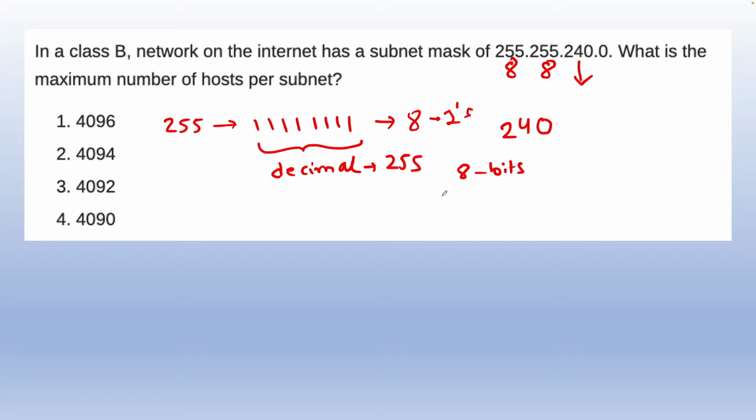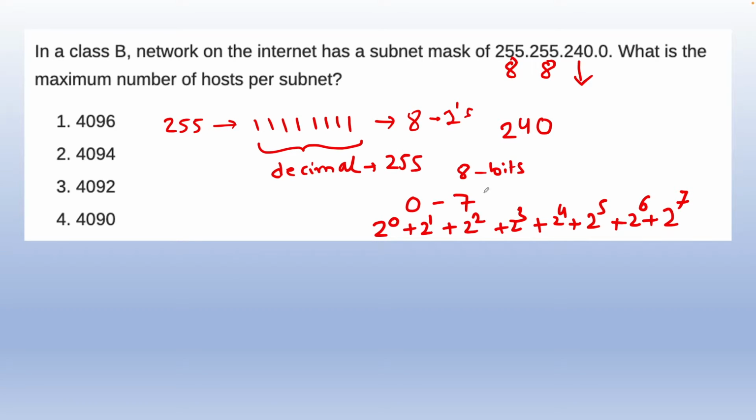In this octet we have 8 bits, numbered 0 to 7. Now if you do 2 to the power 0 plus 2 to the power 1 plus 2 to the power 2 plus 2 to the power 3 plus 2 to the power 4 plus 2 to the power 5 plus 2 to the power 6 plus 2 to the power 7, from 0 to 7, this one is 128, this one is 64, this one is 32, this one is 16, this one is 8, this one is 4, this one is 2, and this one is 1.